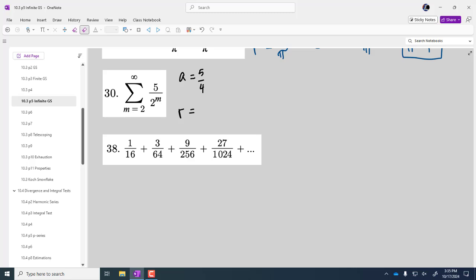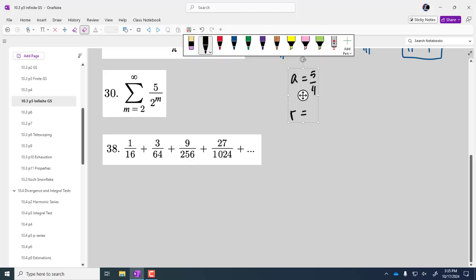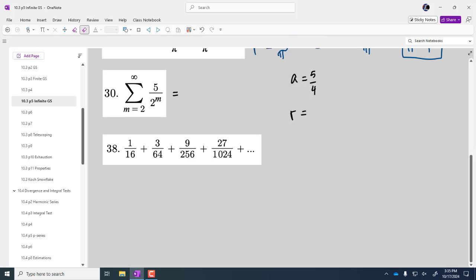So if it's not totally obvious, then you want to write out terms. If you write out your first few terms, when m is 2, you have 5 over 2 to the 2. What is the next term when m is 3? 5 over 2 to the 3. And then the next term, 5 over 2 to the 4, plus etc. So we see that it's actually only 1/2. When you're looking at this summand, that 5 is not wrapped up in parentheses. It's not being affected by the exponent, so it's not part of R.